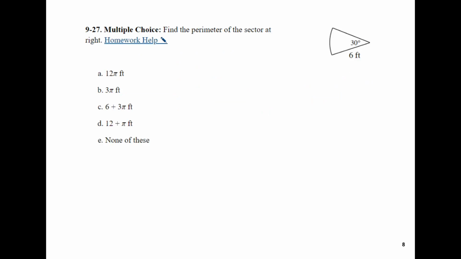Multiple choice, find the perimeter of the sector at the right. So knowing that this could be formed into a right triangle, and my hypotenuse is 6. If I divide this angle in half, this is 15. I can determine what my height is. So the trig function for that would be adjacent and hypotenuse. So cosine is adjacent over hypotenuse. So the cosine of 30 degrees equals my adjacent side over my hypotenuse, which is 6. I multiply both sides by 6, which gives me approximately 5.2.